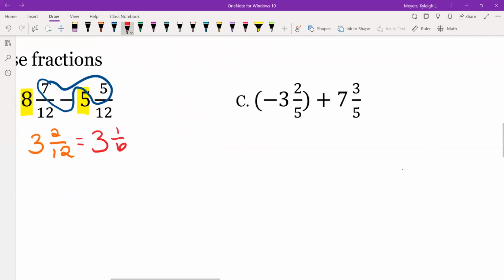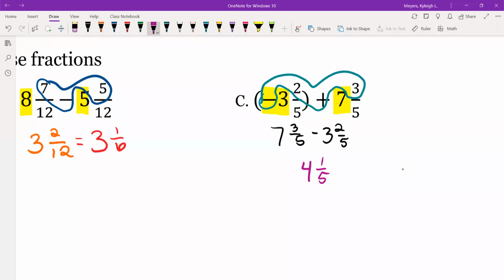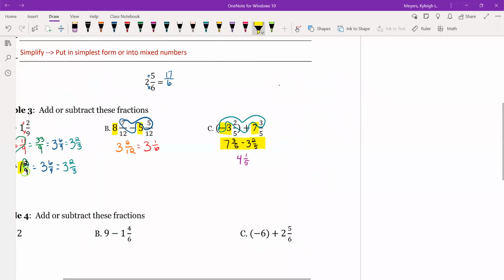All right, I want you to pause and try C for me. So looking at this one, it's a negative plus a positive. Remember, when we have opposite signs, we really subtract them. So I might rewrite it because it's fractions and they're hard, right? So that way I know I do 7 minus 3, 4. 3 minus 2, 1. Okay, so again, this only works if you have common denominators already.